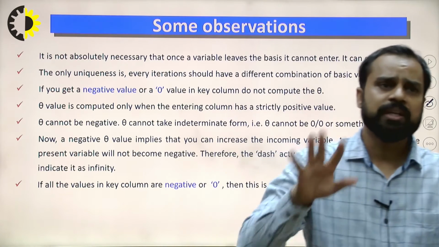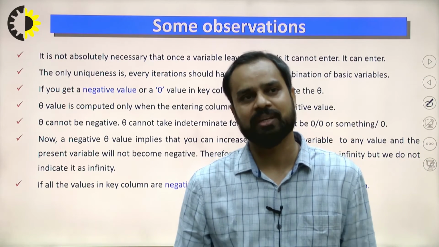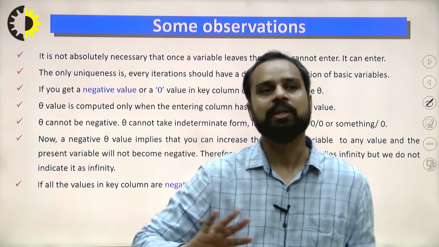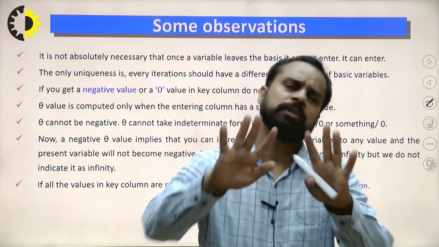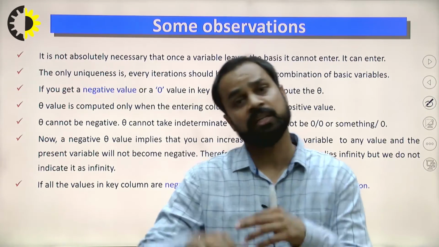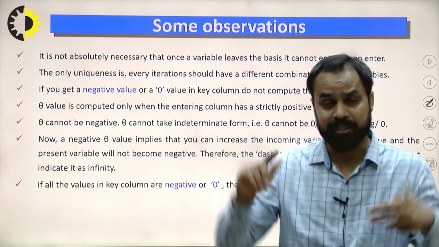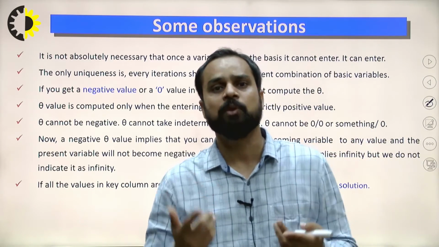The only requirement is that every iteration should have a different combination of basic variables. It is possible that Z remains the same, that the value of the objective function is the same, but in every iteration we get a different combination of decision variables. That generally happens in the case of a multiple optimal solution problem.